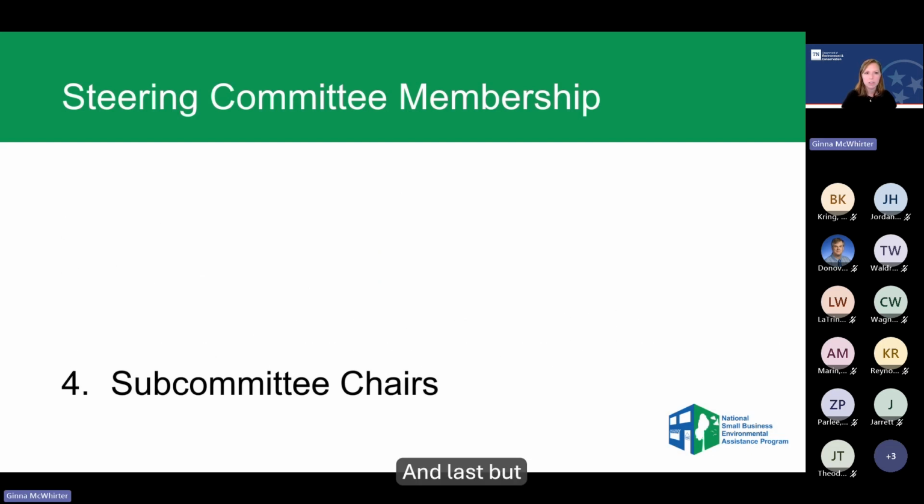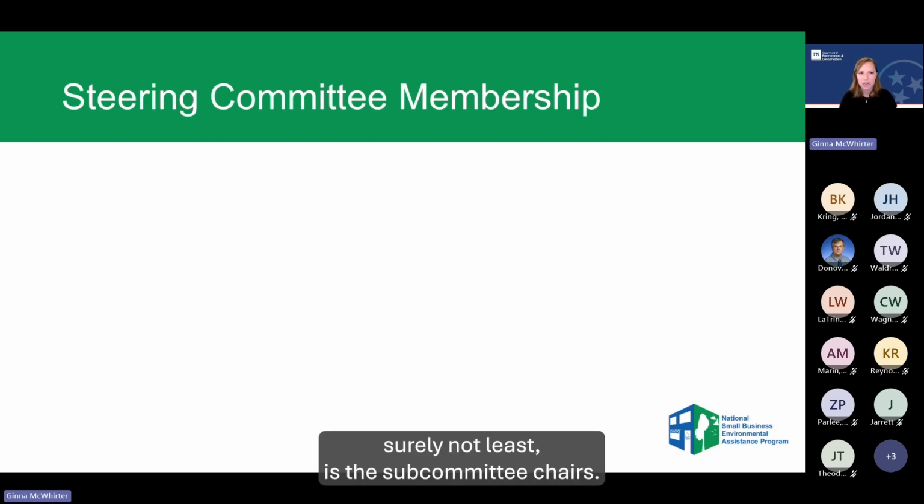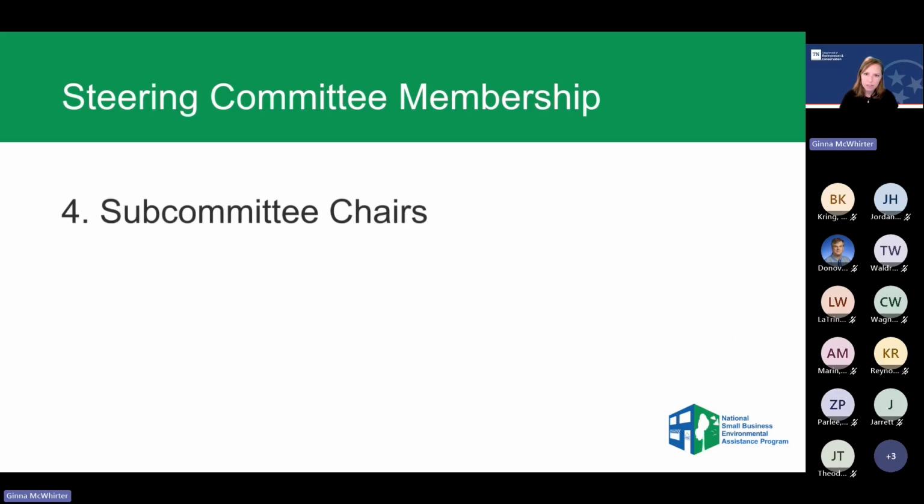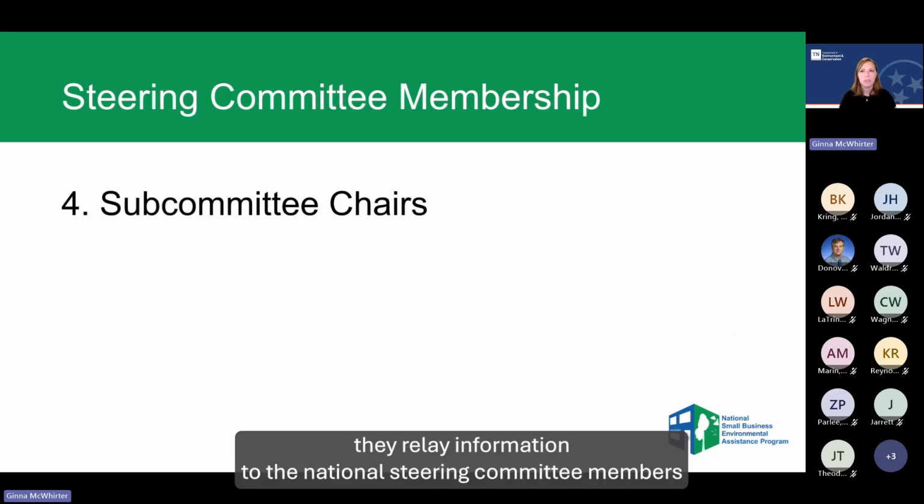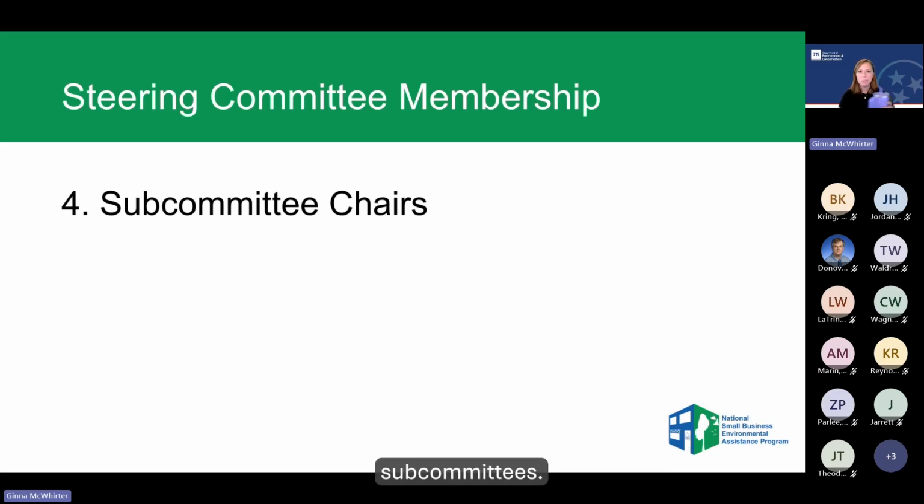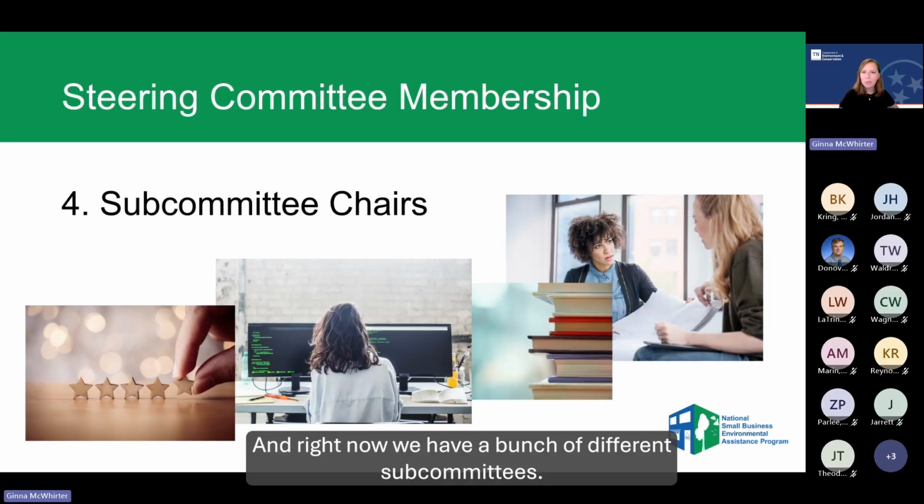And last but surely not least is the subcommittee chairs. The subcommittee chairs relay information to the National Steering Committee members about what's going on in their particular subcommittees. And right now we have a bunch of different subcommittees.